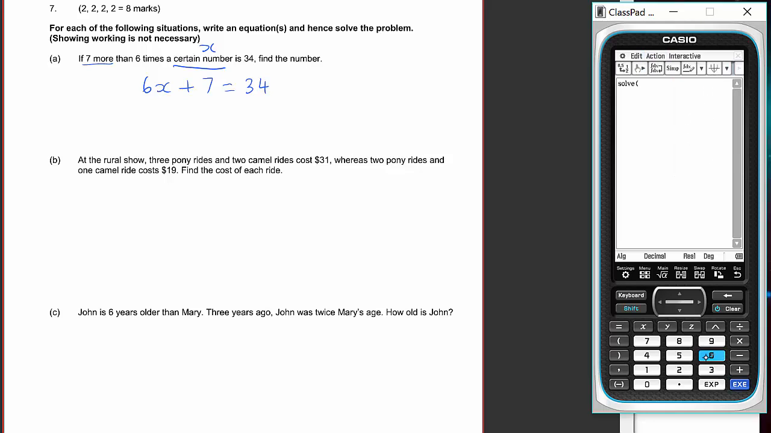Solve 6x plus 7 is equal to 34. So that's 4.5.